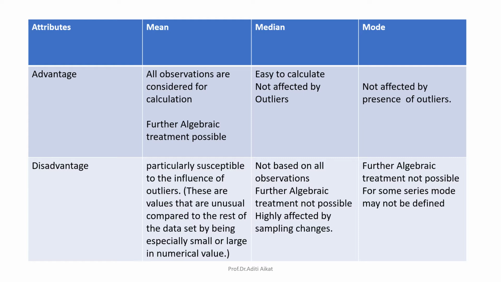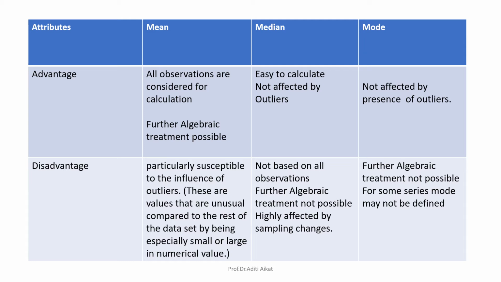These are the values that are of unusual value, like in the previous slide we mentioned, 8, 9, 10, 11 and then 151. Here 151 is the outlier because it's an unusual value compared to the rest of the values. So either that value is too small or too large in numerical value. And mean is very susceptible to being affected by these outliers.